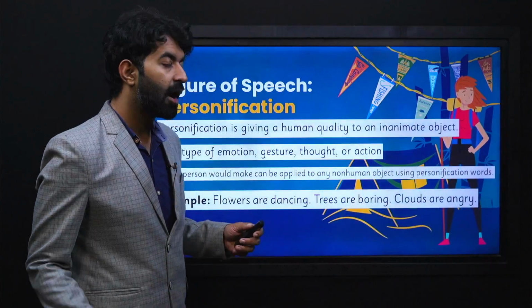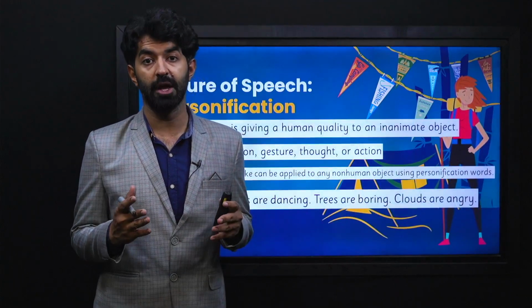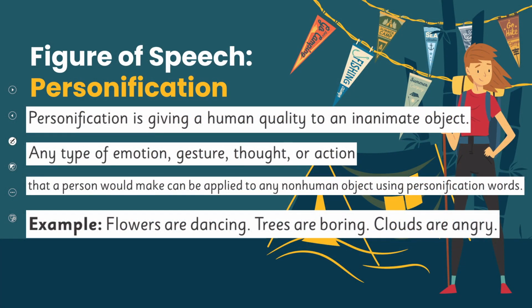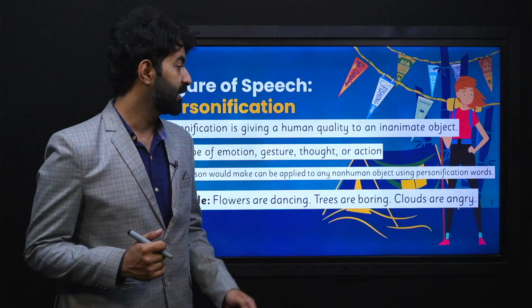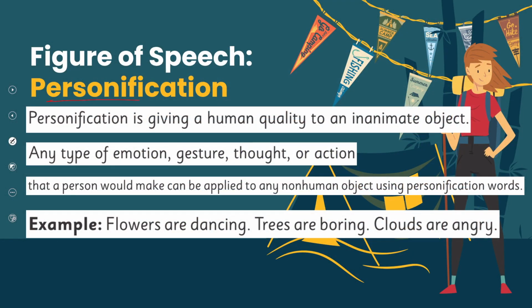Now, after simile, let's talk about personification. Now, personification is made up of the word person. Let's see how it is justified. Now, personification is giving a human quality to an inanimate object, to a non-living object, non-living being. Any type of emotion, gesture, thought, or action that a person would make can be applied to any non-human object or inanimate object using personification words.